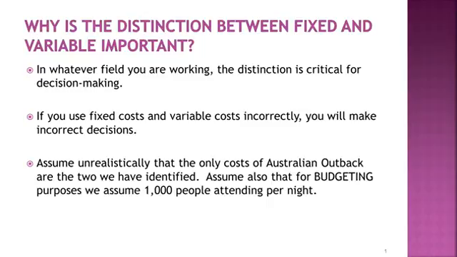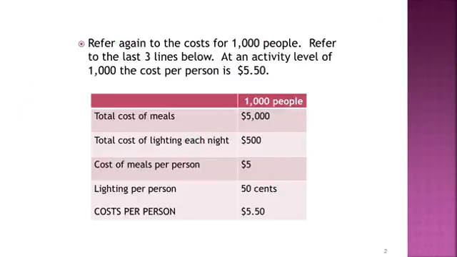So we're going to assume, unrealistically, that the only costs of the Australian outback are the two that we've identified. We assume that for budgeting purposes, 1,000 people attend per night. In order to explain this, we're just going to use this small example. Refer again to the cost for 1,000 people. The cost of the meals, 1,000 times $5 per meal, is 5,000. The total cost of the lighting each night is 500.